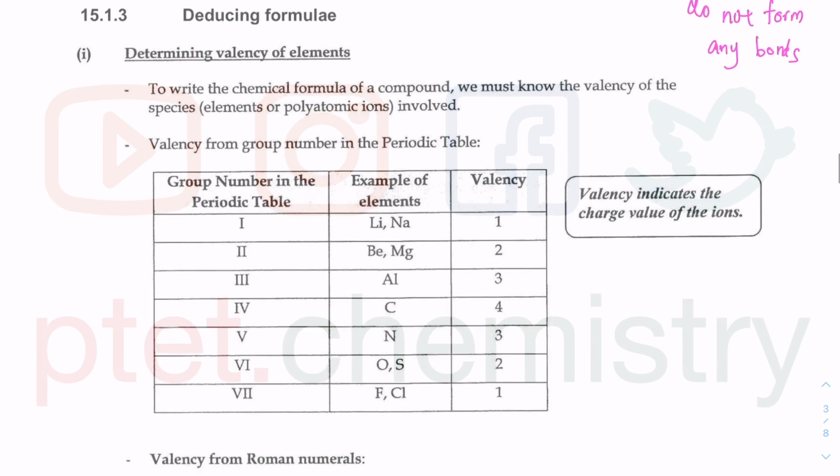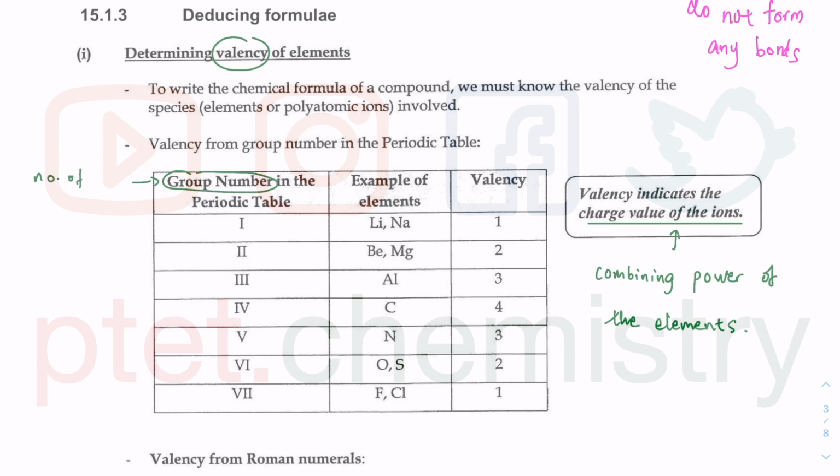On to the next part, which is determining the valency of elements. Valency is basically the charge value of the ions. Actually, there's another definition for it: it's basically the combining power of the elements. If you look at group 1, the group number represents the number of valence electrons. It tells you how many electrons are in the valence, or outermost, shell.